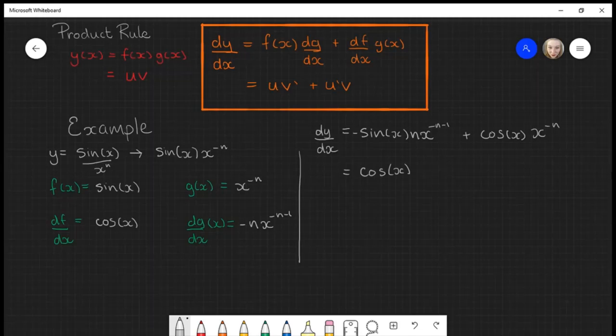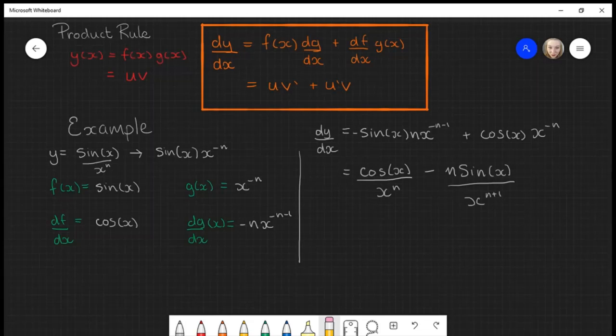Cos x over x to the n minus n sine x over x to the n plus 1. If you're wondering how I get the x to the n plus 1 on the bottom, I've just factorized the minus out of the power at the top. x to the minus n minus 1 is the same as x to the minus, n plus 1, all in brackets. And let's do one last example.